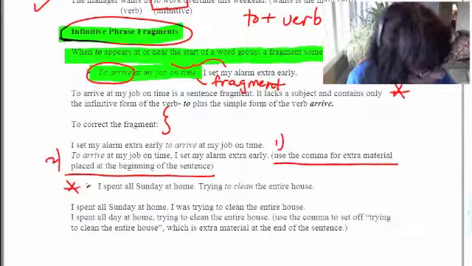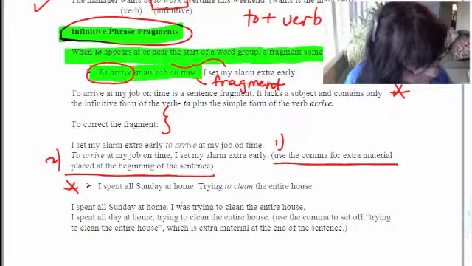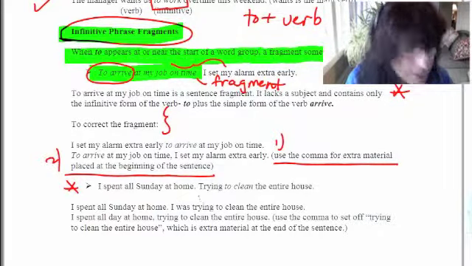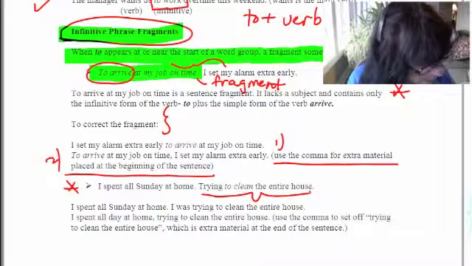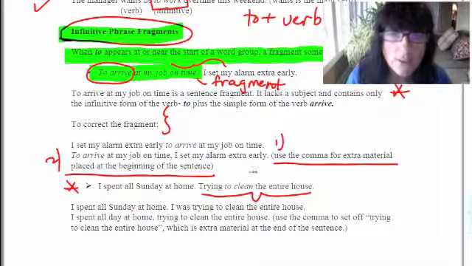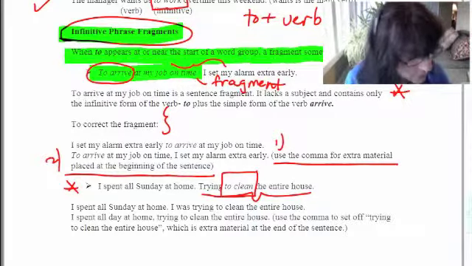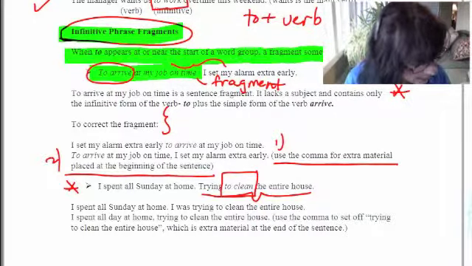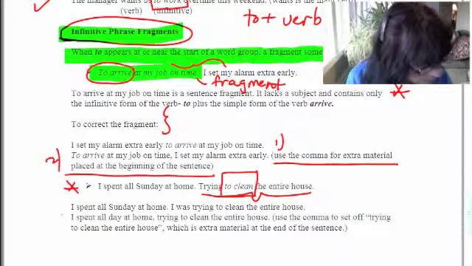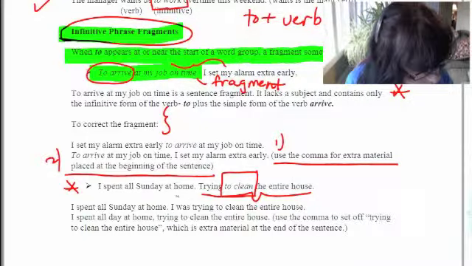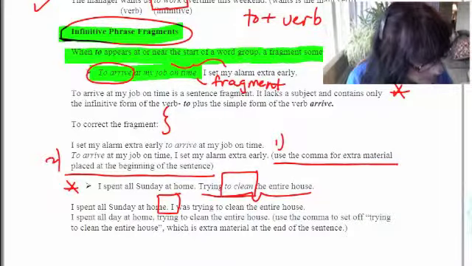One more example. I spent all Sunday at home trying to clean the entire house. This one is complete. I spent all Sunday at home. That's an independent thought. But trying to clean the entire house is a fragment. It's incomplete. You've got the verb to clean, but there's no subject. You don't know who's cleaning the house. So how could you correct it? Well, you could turn it into two sentences and say, I spent all Sunday at home, period. New idea. I was trying to clean the entire house.